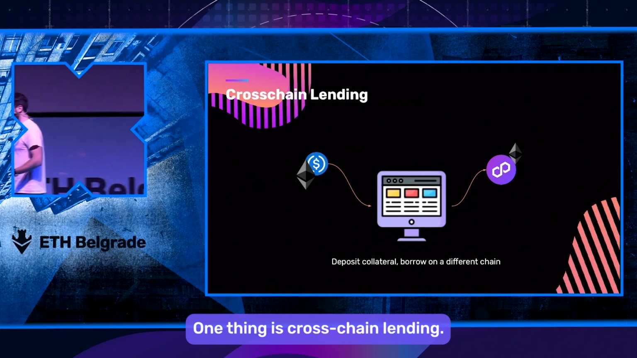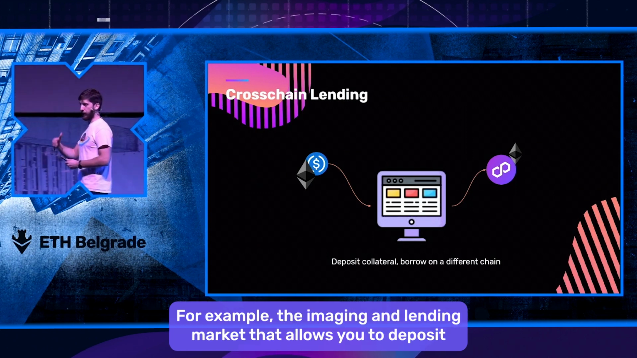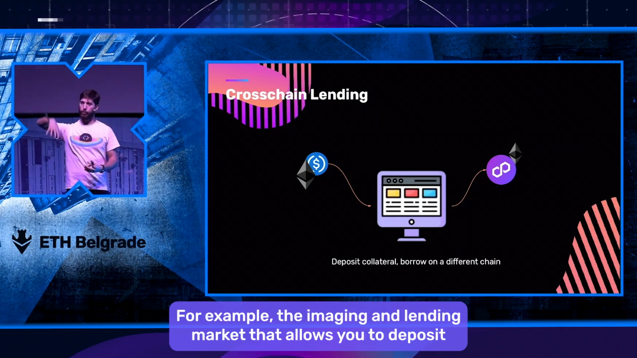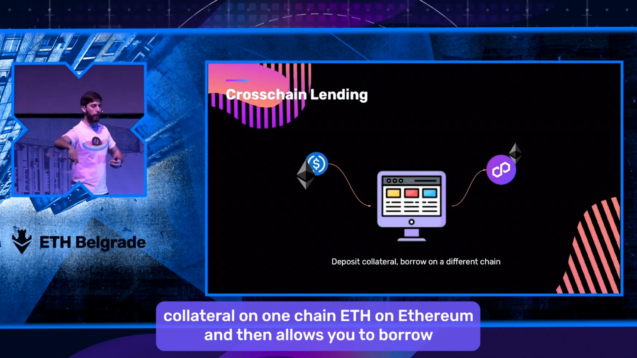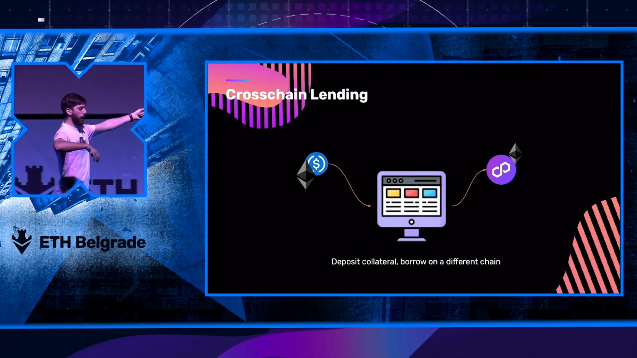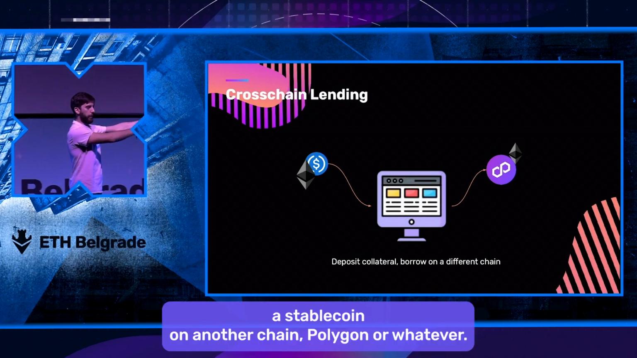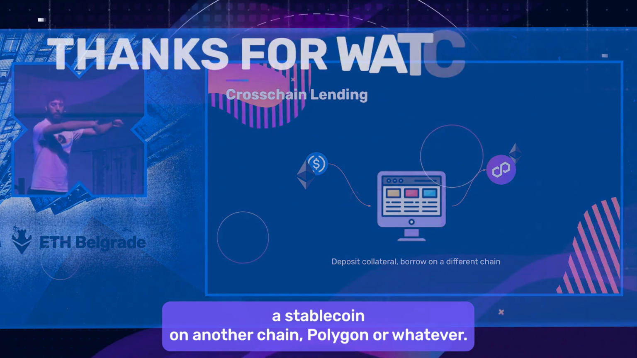One thing is cross-chain lending, for example. Imagine a lending market that allows you to deposit collateral on one chain, ETH on Ethereum, and then allows you to borrow a stablecoin on another chain, Polygon or wherever.